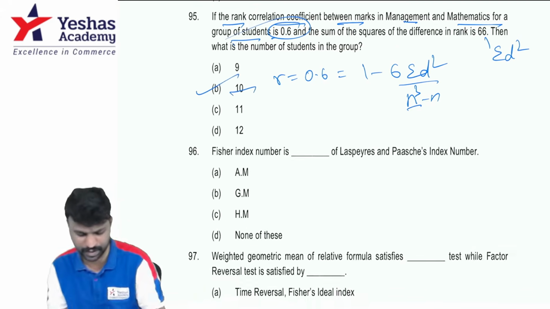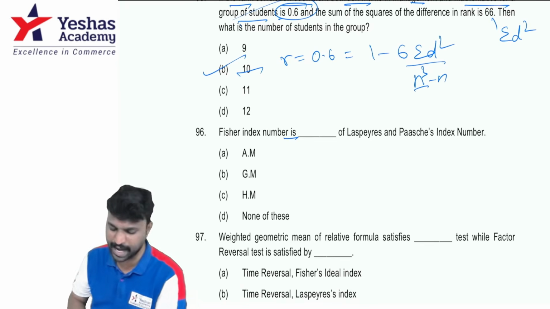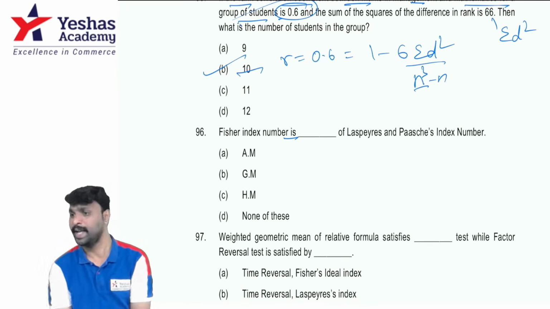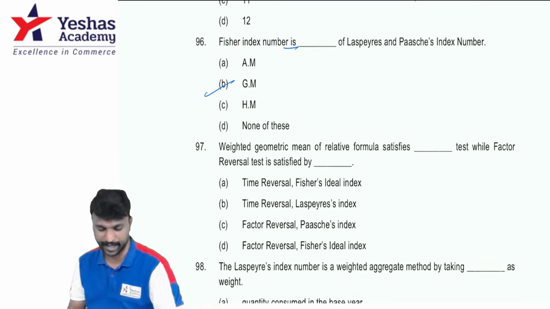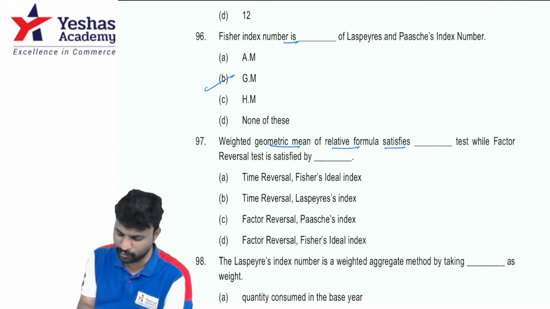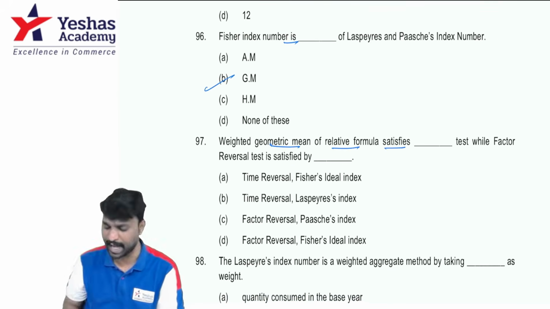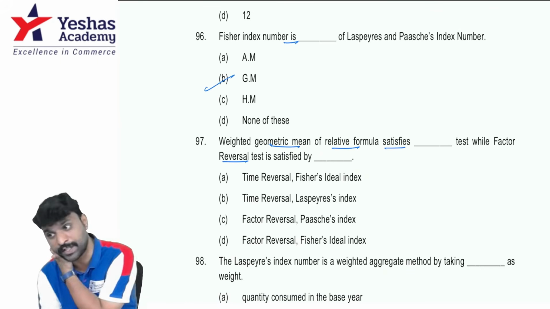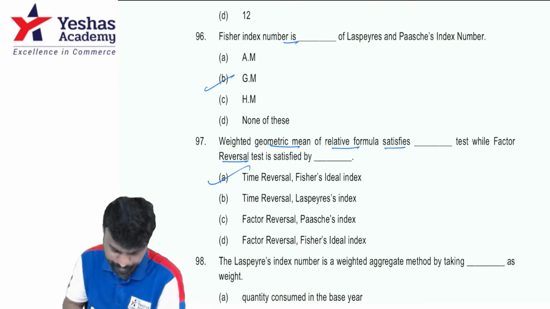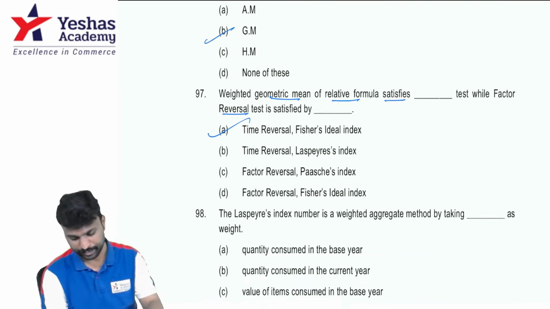So option B itself is the right answer. It's one of our practice questions. Fisher's index is dash of Laspeyres and Paasche's index. It is the geometric mean of Laspeyres and Paasche's index. Weighted geometric mean of relative formula satisfies a time reversal test, and factor reversal test is satisfied by Fisher's index. That means it is option A.